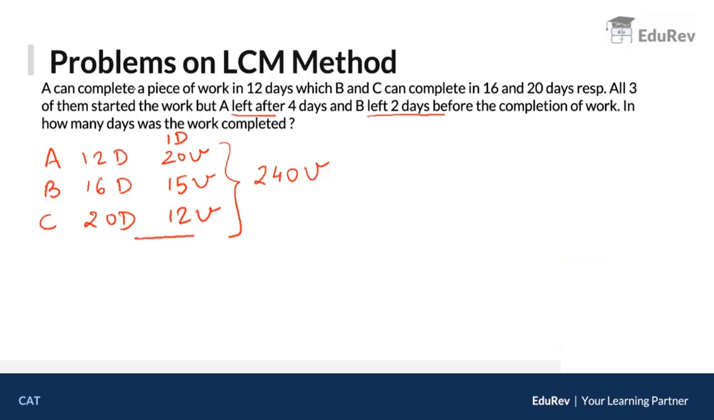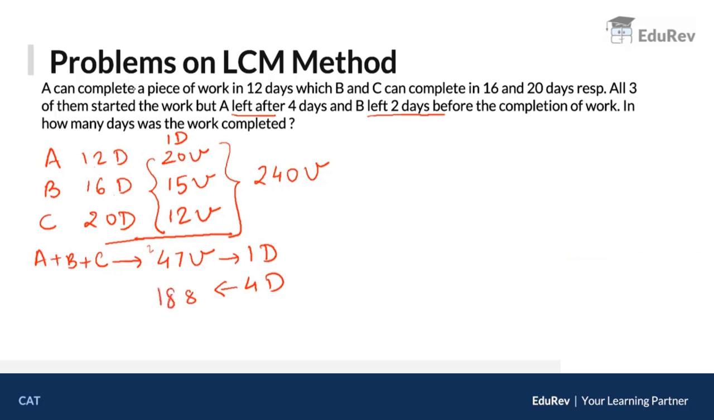Now let's add them together. So A plus B plus C in a single day do how many units? 15 plus 12 is 27. 27 plus 20 is 47 units. Okay, so these guys do 47 units in one day, but they are saying A left after 4 days. So how many units will they do in 4 days? This will be 47 into 4. So 7 fours are 28, 4 fours are 16, plus 2 is 18. So 188 units will be done by them in 4 days.